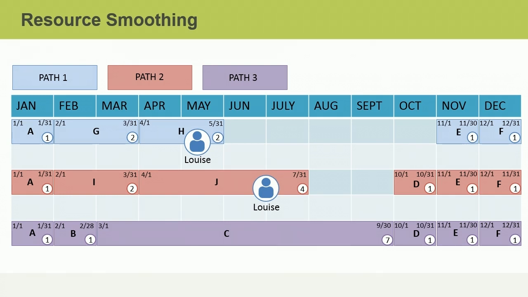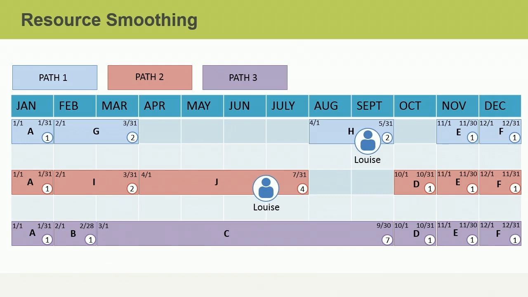Louise is assigned to activities H and J. Activity H has 5 months of float, while activity J has 2 months of float. One of these activities is a better choice than the other when it comes to resource smoothing. Do you know which one? You can pause now and resume when you're ready.